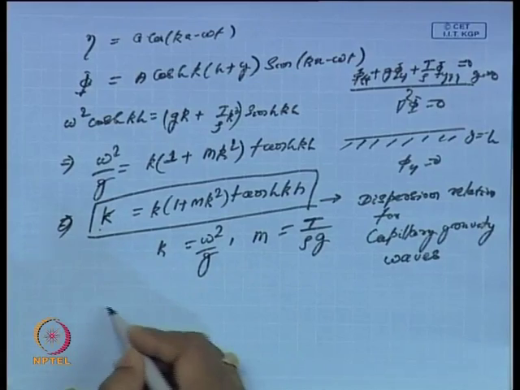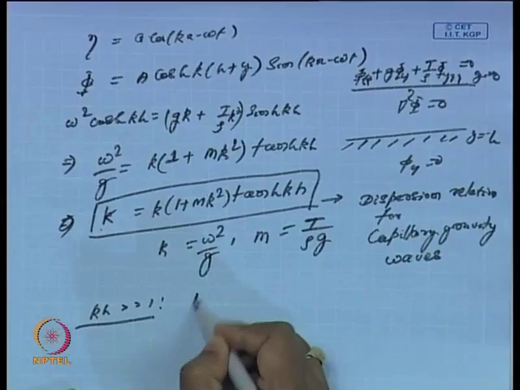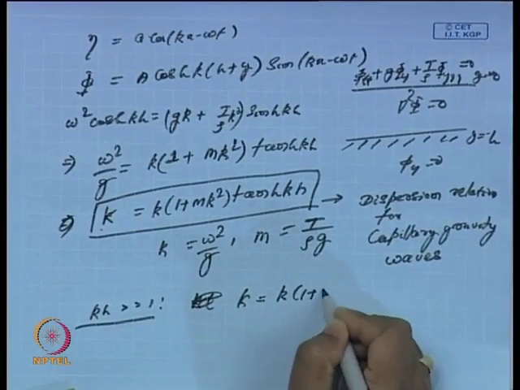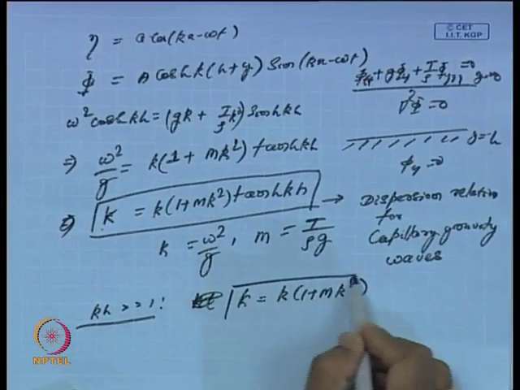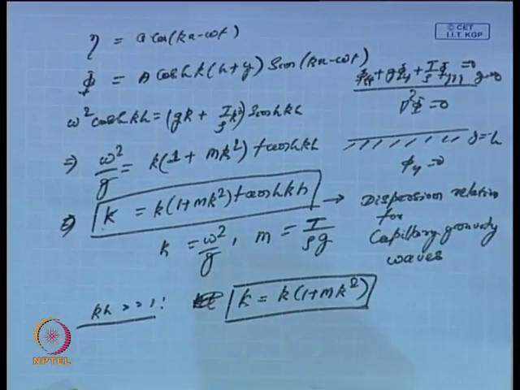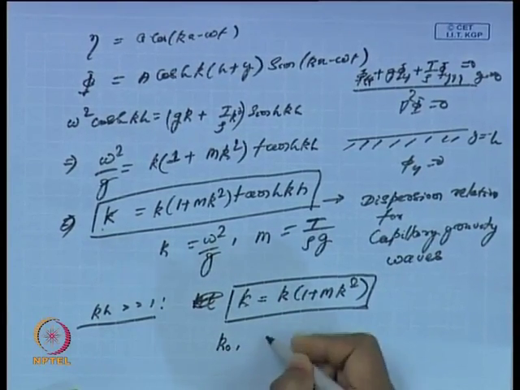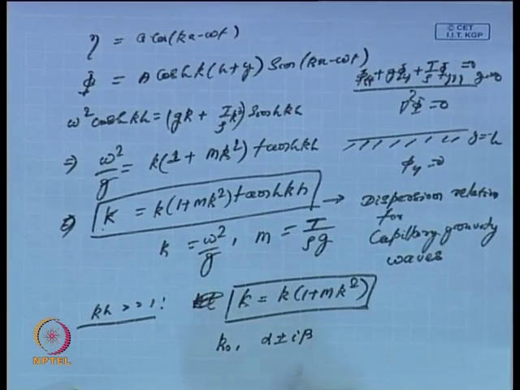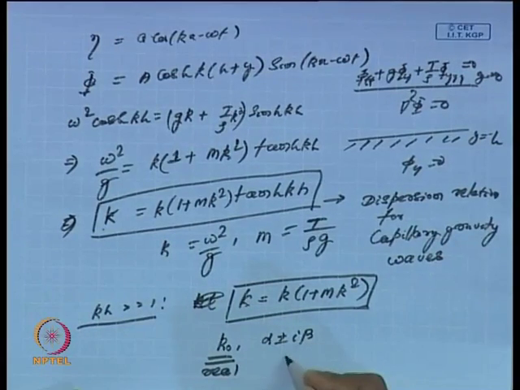Again, if you analyze this, what will happen when Kh is much greater than 1? In that case, it will give us capital K equal to small k into 1 plus m k square, and this gives us a cubic equation in small k. If we assume that we know capital K and we know m, then it is a cubic in small k. It can be seen that k0 and alpha plus minus i beta are the roots. It can be easily checked that there is one real root, and there are two complex roots.